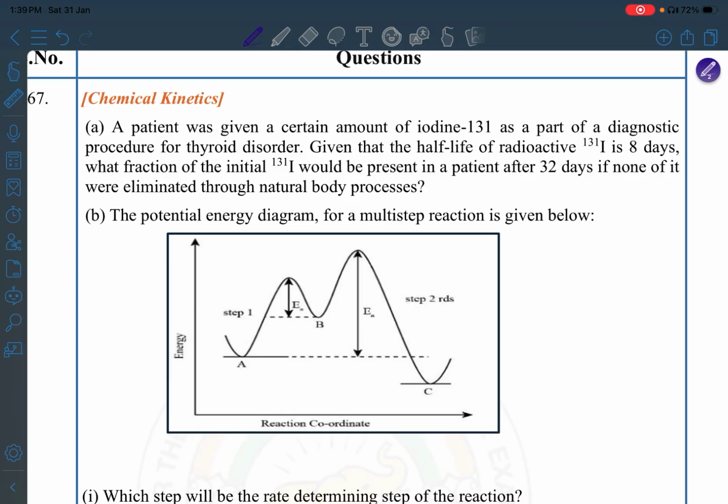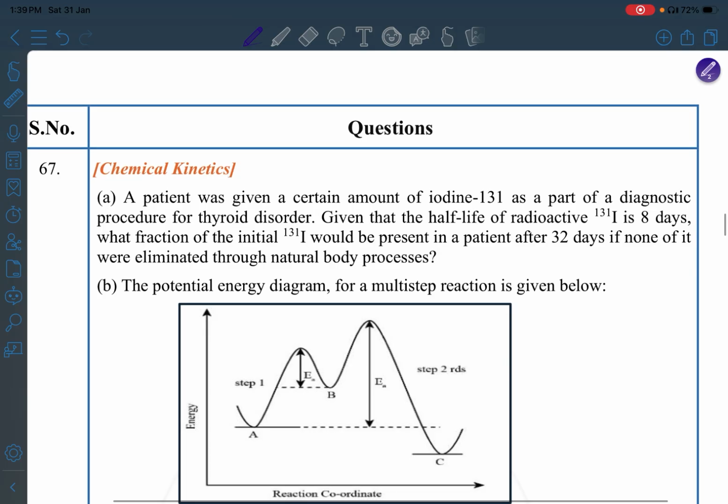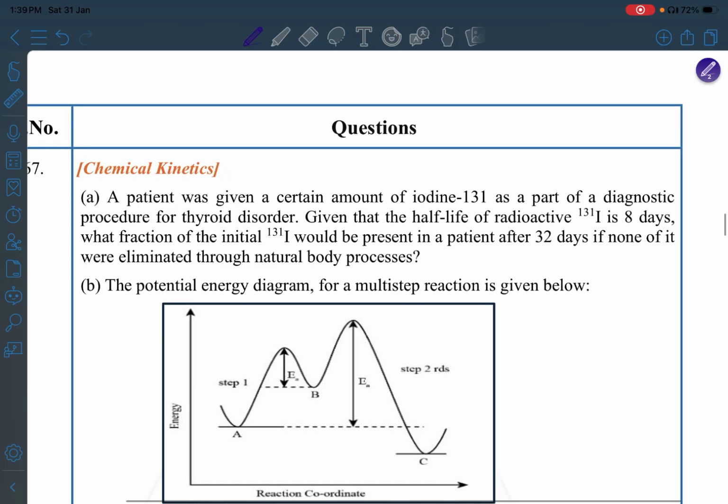What fraction of initial iodine-131 would be present in the patient after 32 days if none of it were eliminated through a natural body process? Okay, so this is a first order reaction. A patient was given iodine-131, and the half life is 8 days.